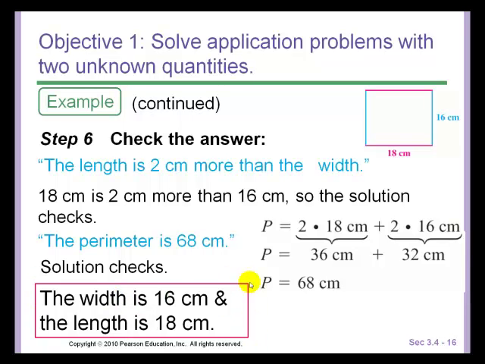Notice how I have this boxed out. There are a lot of steps to these problems. Make sure you have your final answer circled. Make sure your final answer has units. Make sure you've answered both parts of the question, and make sure your work is clear and easy to follow.